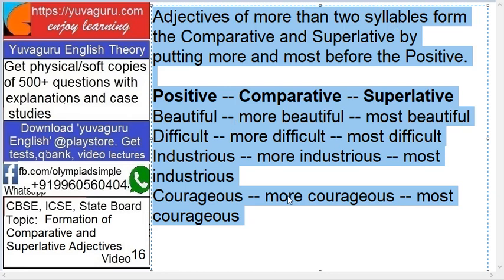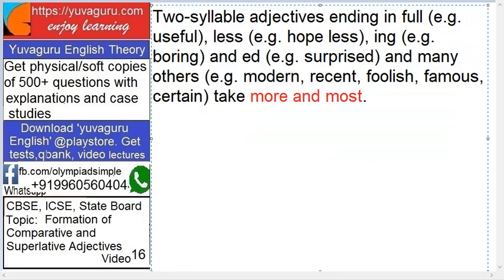Then these all followed. Now next is two syllable adjectives. Now earlier was for more than two. Now two syllable adjectives ending in full. Example, useful. See this, double L is not there, but sound is full. Less, hopeless. This is one word, hopeless. Then ing means boring. Ed, surprised, and many others. Modern, recent, foolish, famous, certain.